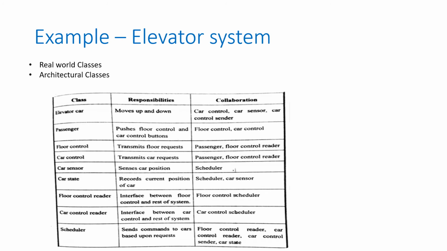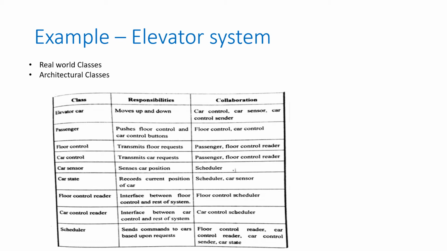Example for the CRC card analysis process. Here the elevator system is the example. We analyze the CRC cards for the elevator system. For that we need the following basic set of classes. First are the real-world classes: elevator car, passenger, floor control, car control, and car sensor. These are the real-world classes.